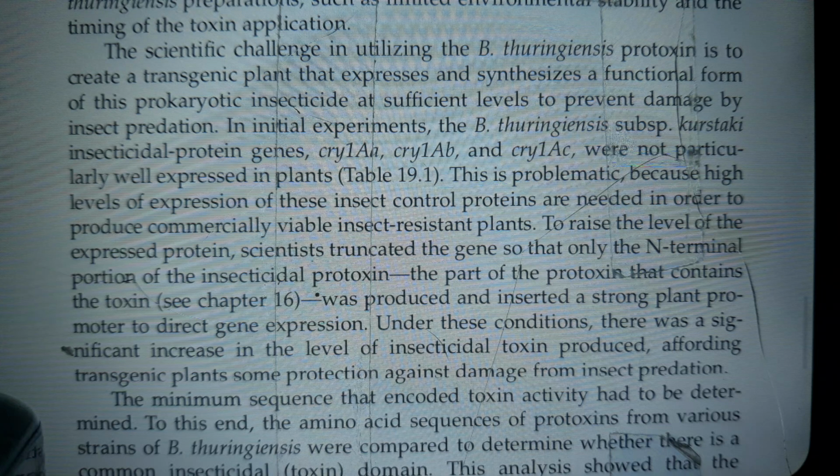To raise the level of the expressed protein, scientists truncated the gene so that only the N-terminal portion of the insecticide protoxin, the part of the protoxin that contains the toxin, see chapter 16, was produced, and inserted a strong plant promoter to direct gene expression. Under these conditions, there was a significant increase in the level of insecticidal toxin produced, affording transgenic plants some protection against damage from insect predation.